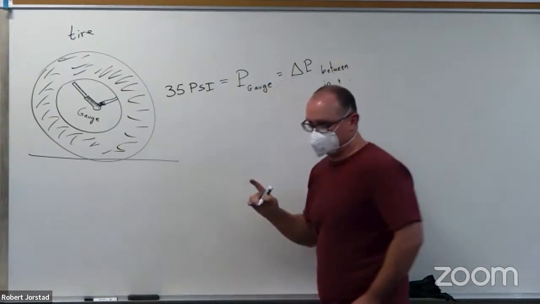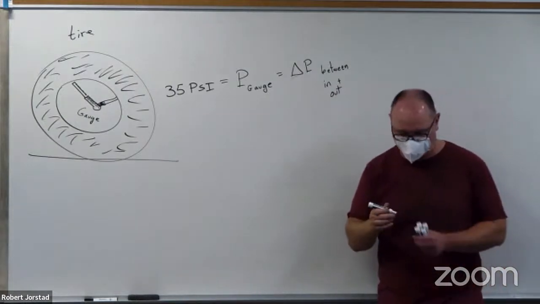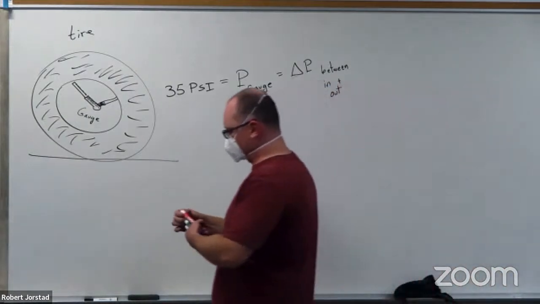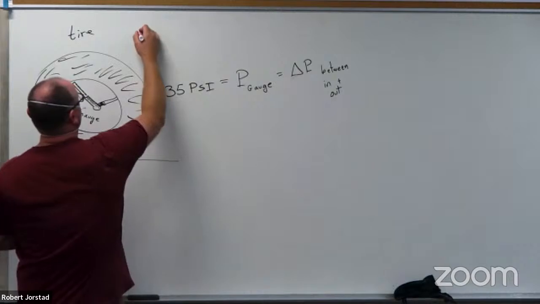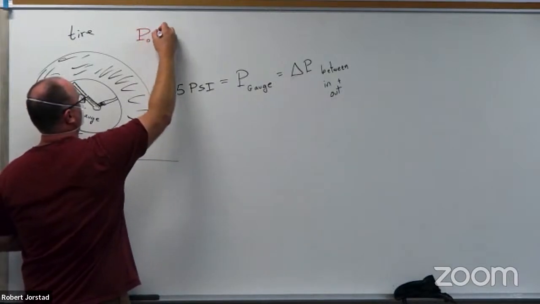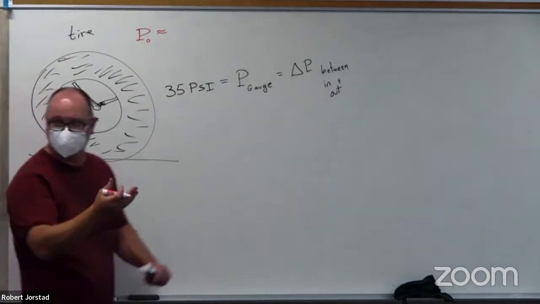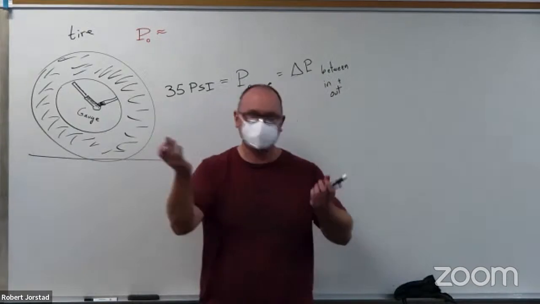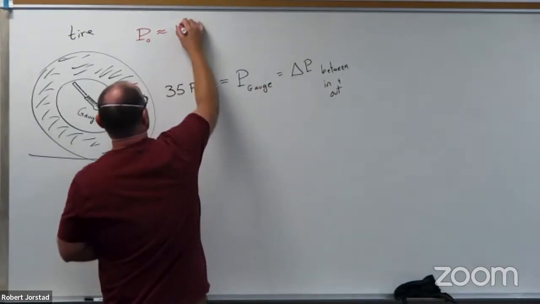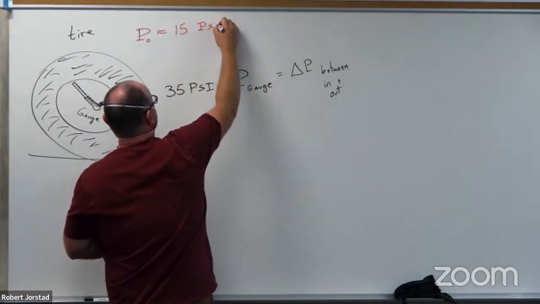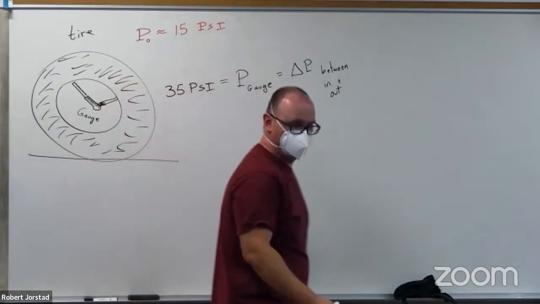So a gauge is not reading the absolute pressure. Does anybody remember typical air pressure? What is air pressure in PSI? Approximately. 14.7. Can we round that to 15? I'm going to. So it's easier to remember 15 PSI.